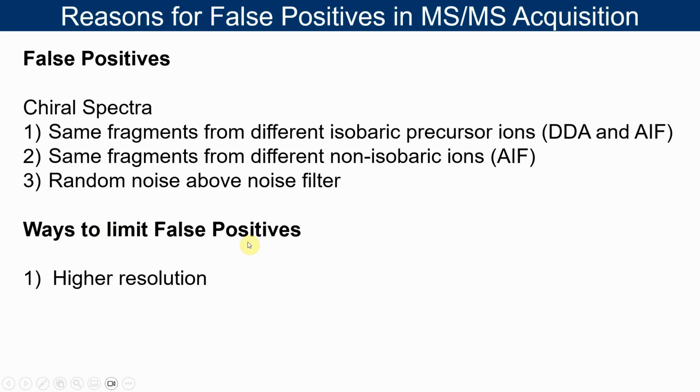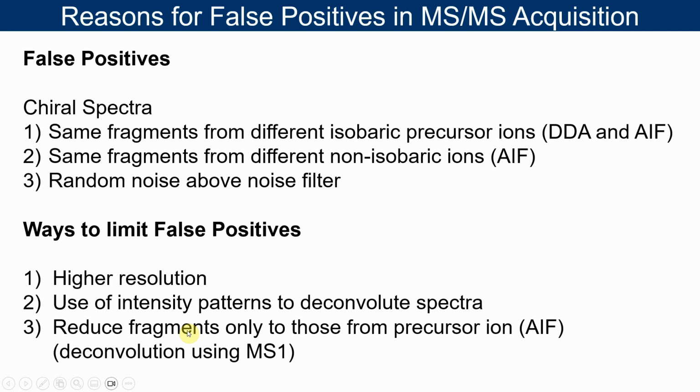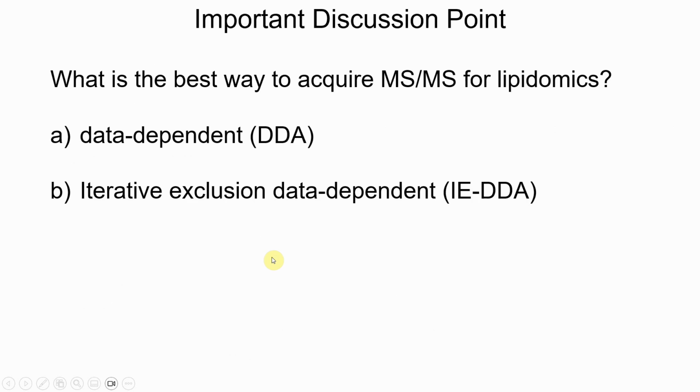So obviously you can limit your false positives through higher resolution in case those peaks that we're thinking are C3F7 or C4F9. As you get, for example, larger in mass, there's more chance that other formula will overlap. So with high resolution, we'll be able to separate those types of false positives, not if it's the exact same molecule from a chimeric spectra. We can use intensity patterns to deconvolute spectra, as we talked about before. And we can also reduce fragments to only those from the precursor ion using correlation, for example, such as in all ions that we talked about.